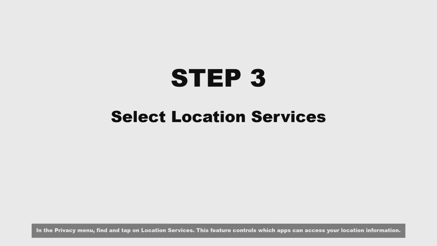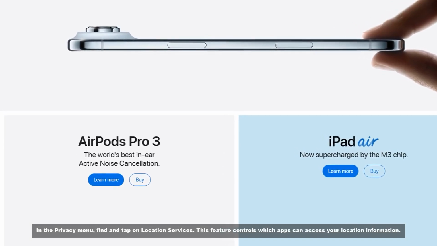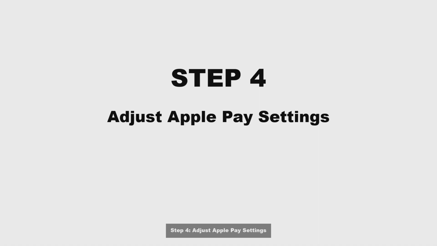Step 3. Select Location Services. In the Privacy menu, find and tap on Location Services. This feature controls which apps can access your location information.